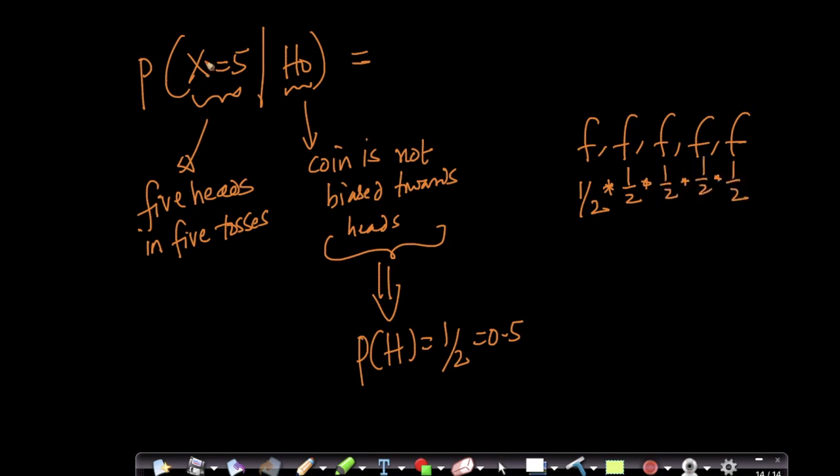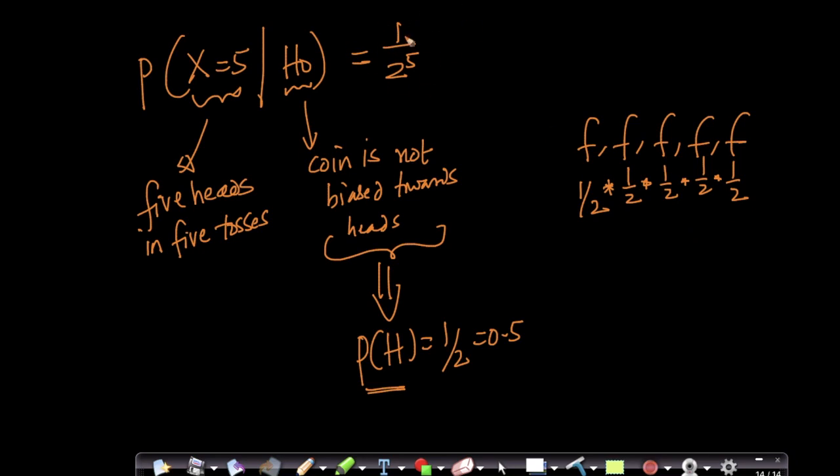So the probability of getting 5 heads in 5 tosses, assuming that the coin is not biased, or assuming that the coin has this probability, the probability of head is exactly equal to half, is 1 by 2 power 5. I'm just making this multiplication.